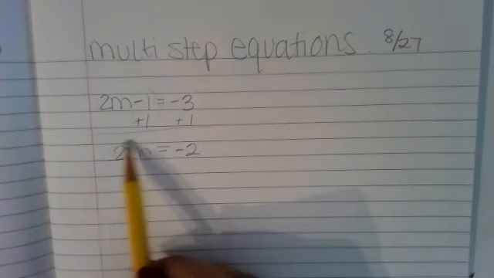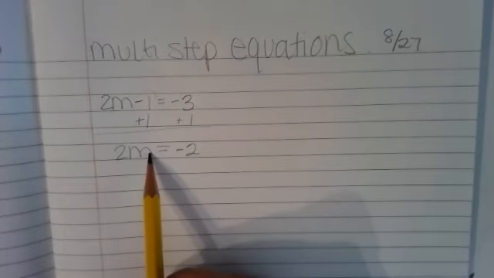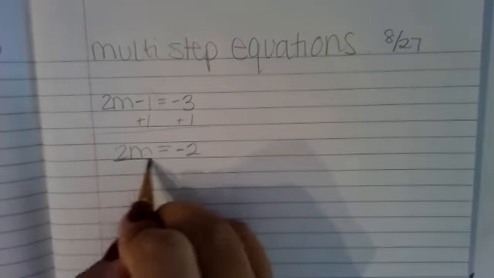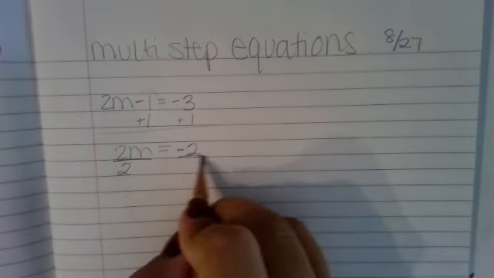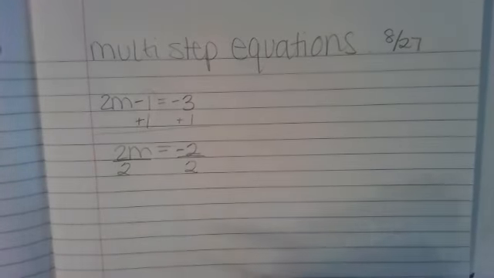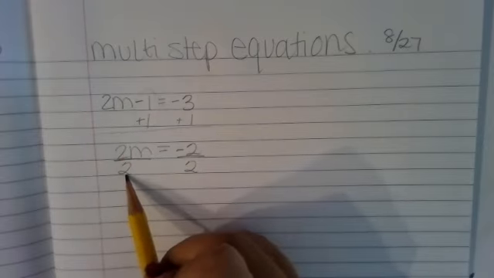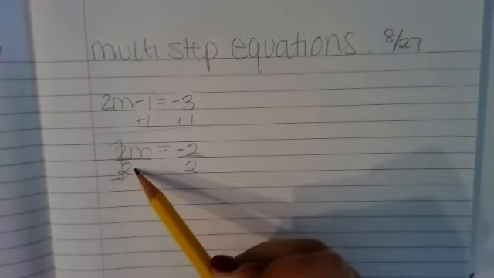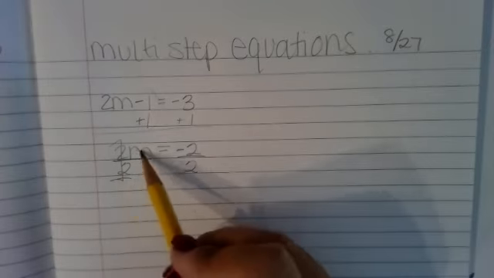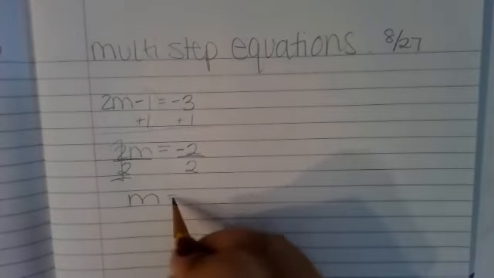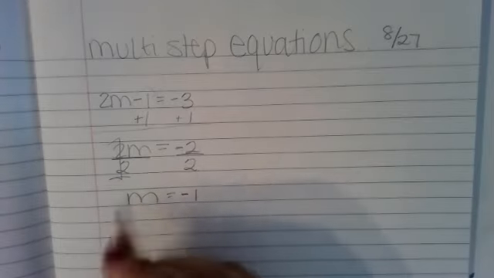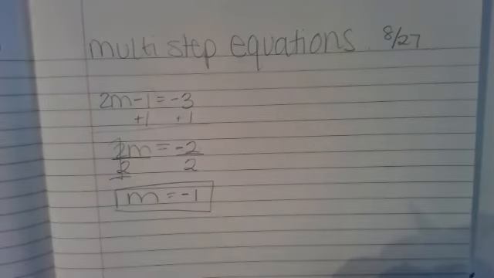Now I need to do the inverse again. These are touching, which means the inverse is going to be division. So I need to put divide by 2, and over here I divide by 2. 2 over 2 makes one whole, because anytime my numerator and denominator match, it makes a whole. 1 times m is m, and then a -2 divided by 2 makes a -1. And then I box my answer.